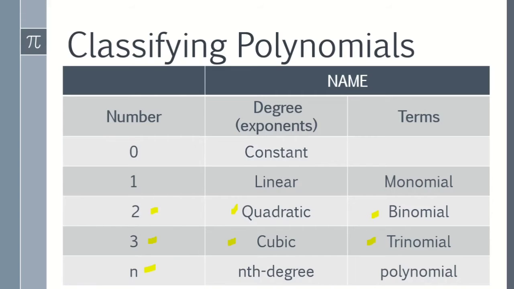So, dito tayo sa degree or exponents. Kaya si 0 ay constant. Kapag ang polynomial ay may 1 degree, ang tawag sa kanya ay linear. Kapag may 2 degrees, quadratic. 3 degrees, cubic. Kapag lumampas na sa 4, ang tawag sa kanya ay nth degree. Kaya tatawagin natin siyang 4th degree polynomial or 5th degree polynomial.